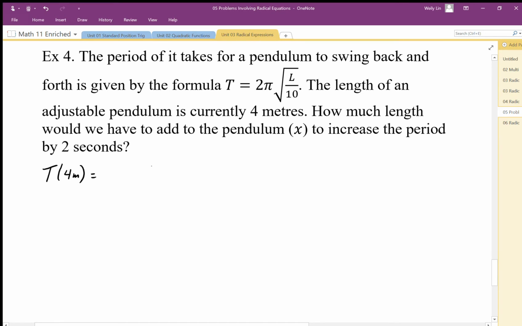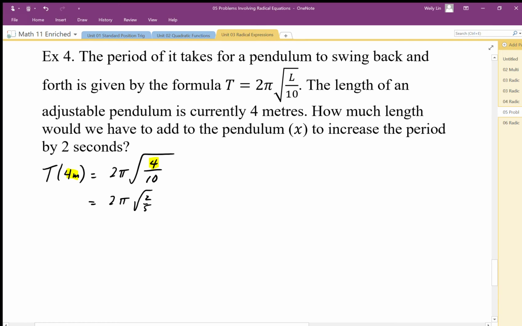Okay, so we're just going to plug the 4 meters into our equation. 4 meters divided by 10. I'm just going to highlight that. That 4 is going to be the length that we plugged into the equation. And when we solve this, this is going to be 2 pi root 2 over 5. Okay, we'll just leave it like that.